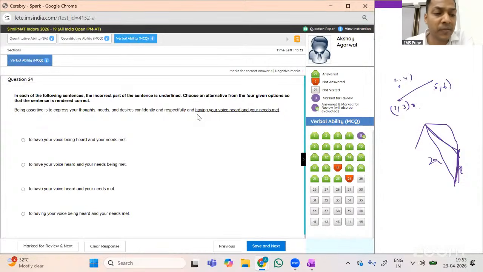Confused, should it be to having or to have? Being assertive is to express your thoughts, needs, and desires confidently and respectfully. Being assertive is to have your voice heard, or is to have your voice. Being assertive is to have your voice heard and your needs met. Is to have your voice being heard.